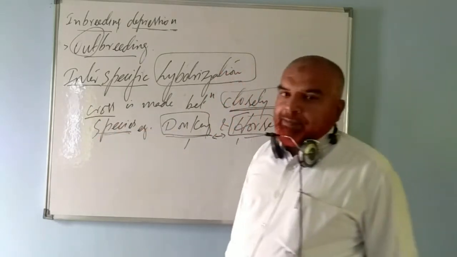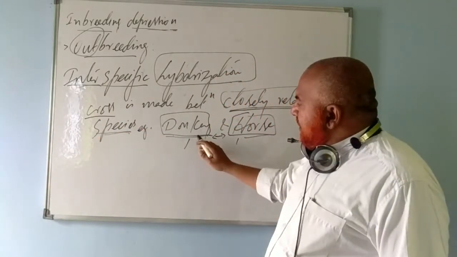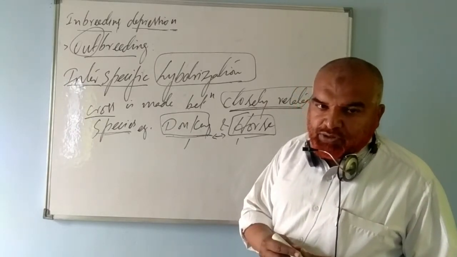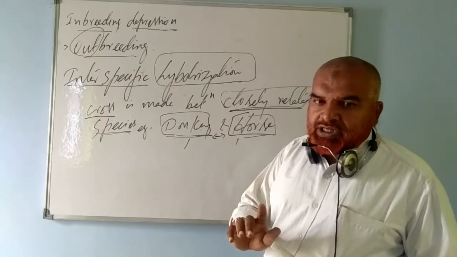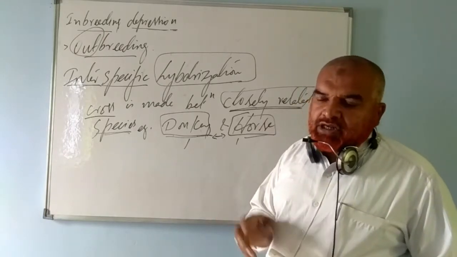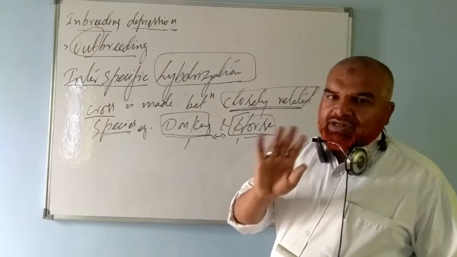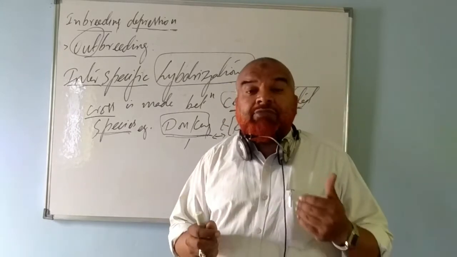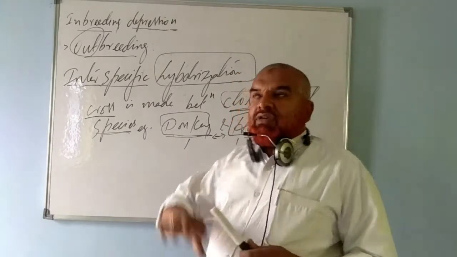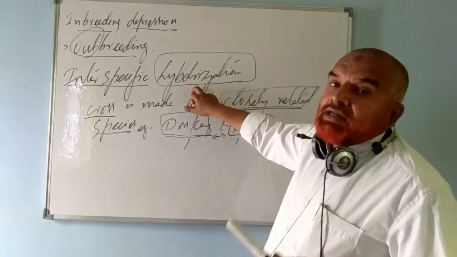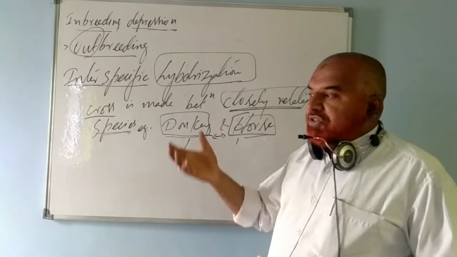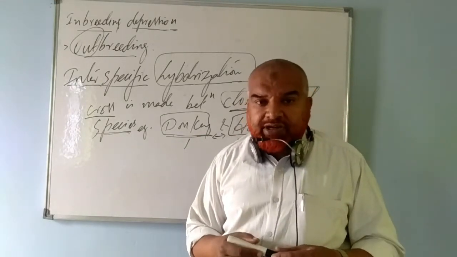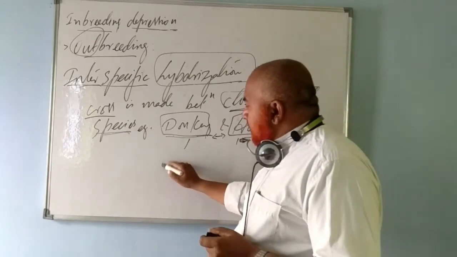So if donkey and horse mate together naturally by the sexual mode, the sperm of donkey will not fertilize the ovum of horse, or vice versa. The sperm of horse will not fertilize the ovum of donkey under natural conditions. It is done outside, in vitro, in the lab conditions. That's why we call this procedure what? Hybridization. These techniques are done outside in the laboratory conditions.